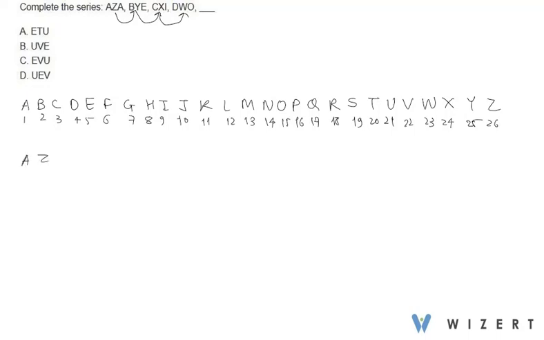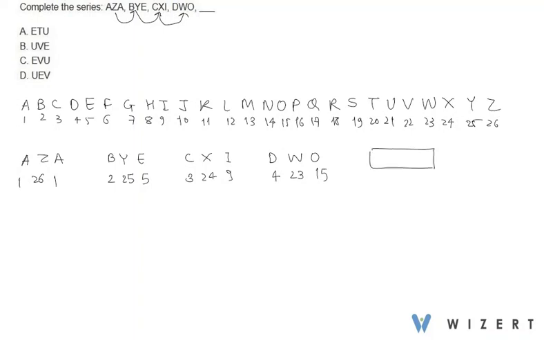Now AZA is 126 1. BYE is 225 and 5. CXI is 324 9. DWO is 423 and 15. So we have to figure out the next member.